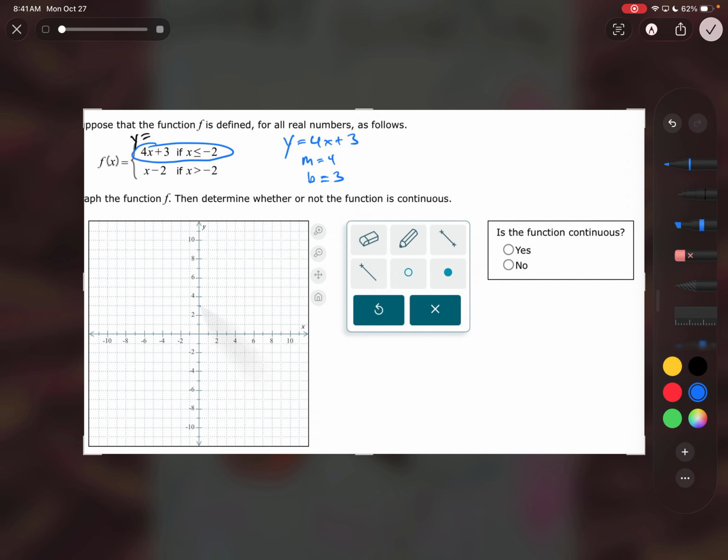If I was drawing that graph, I'd start at 3. I'd go up 4 to the right 1. This graph looks like this right here. But I only want to look at this graph when x is less than or equal to -2. So -2 is right here. I only care about this graph when it is -2 or less. So I would go in and erase, it's a really big eraser, everything past -2. And then it's less than or equal to, so I put a point right there.